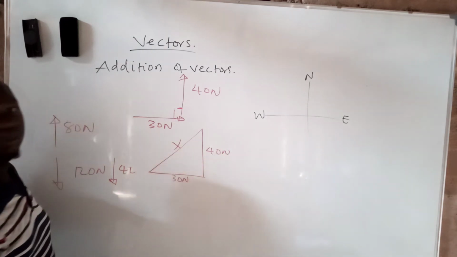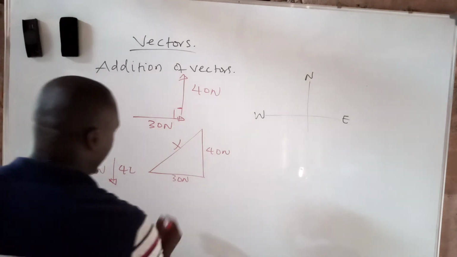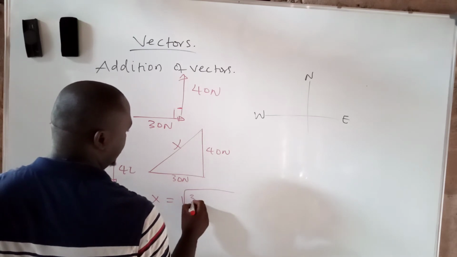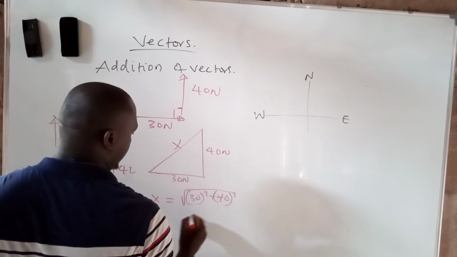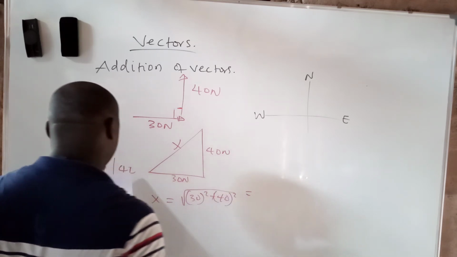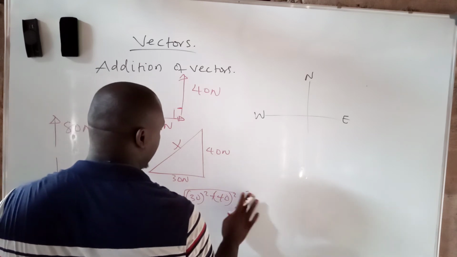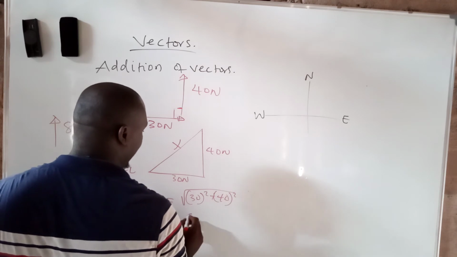So you are going to use the Pythagoras theorem to get your answer. If I call this X, so this would be X is the square root of 30 square plus 40 square. And that will give you, if you add these things together, you get 500, and you put it straight away, what you're going to get is 500 Newton.